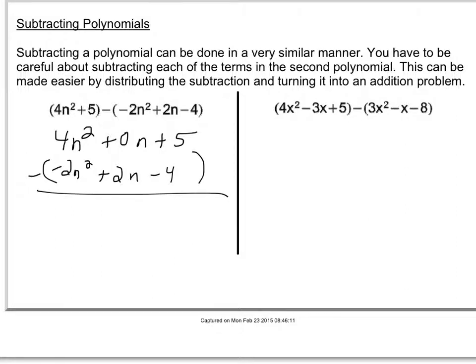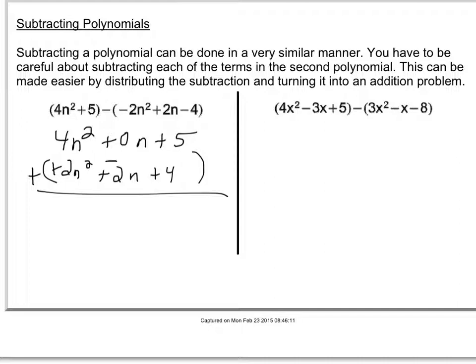But rather than stick with it this way, I'm going to take this negative and distribute it to each of my 3 terms, turning this into an addition problem. That's going to replace this bottom polynomial with a positive 2n squared, a negative 2n, and a positive 4. Now I can just use the addition that this has become and once again combine vertically.